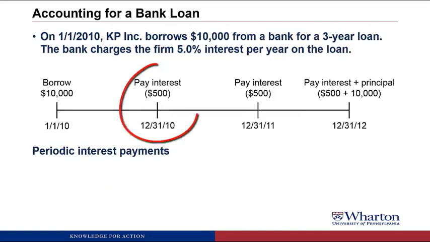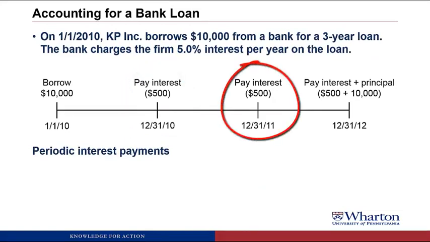Next, we need to do the journal entry for the 2 periodic interest payments. So the interest payment on December 31, 2010 and December 31, 2011. So I'll put up the pause sign and you can try to think of what those journal entries would be.